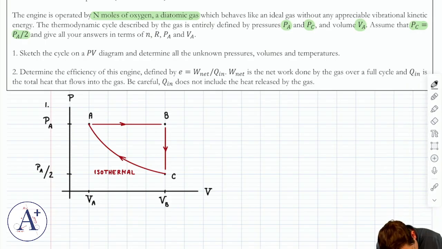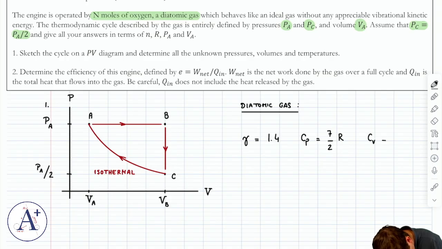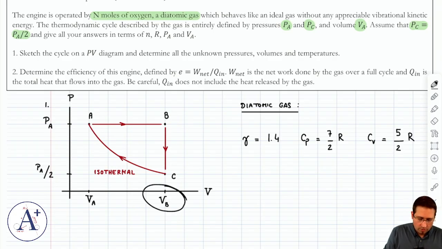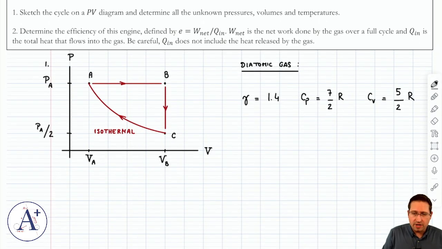Okay, so we have this. This is our cycle. We have a diatomic gas once again, meaning that gamma is 1.4, Cp is 7/2 of R, and Cv is 5/2 of R. Okay, and we need to determine, having drawn the cycle, all the unknown pressures, volumes, and temperatures. Now we only don't know one volume, right? Because we're told that PC is PA over 2. So we need to find VB.